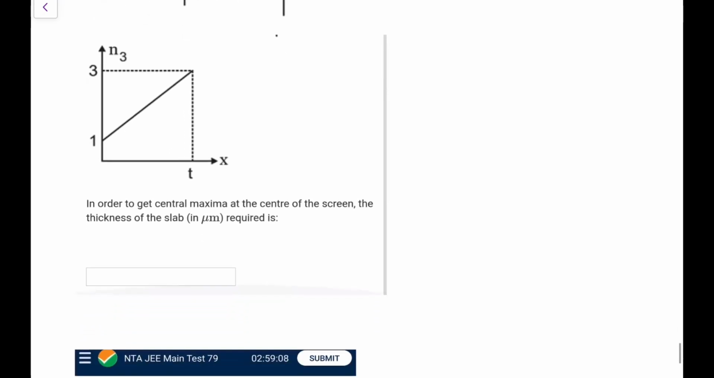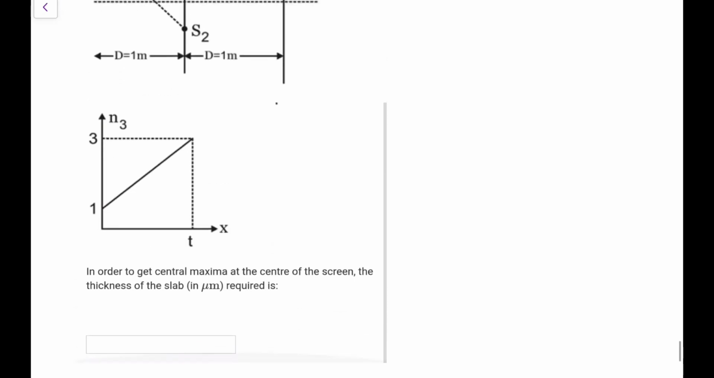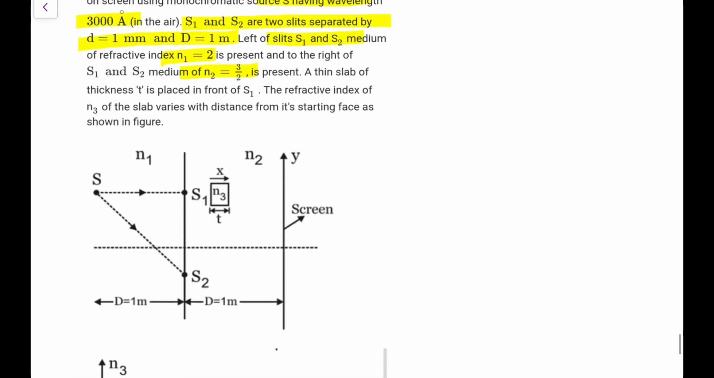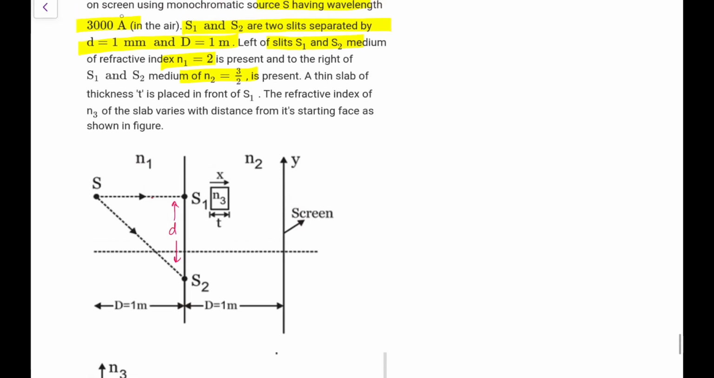This is not going to be that easy to solve, but let me try it. Now you need central maxima here. So coming from here to here, the path difference, if I calculate, this one is what you call small d, and this one was capital D. So this distance is basically n1 into capital D. I can almost write it as n1 into capital D only. That would be the difference.